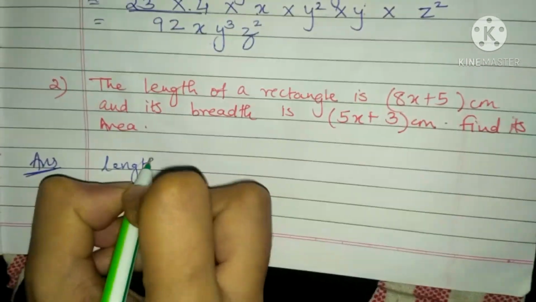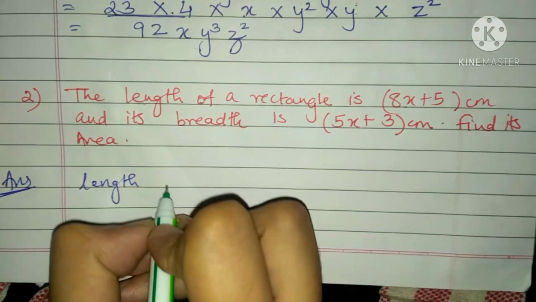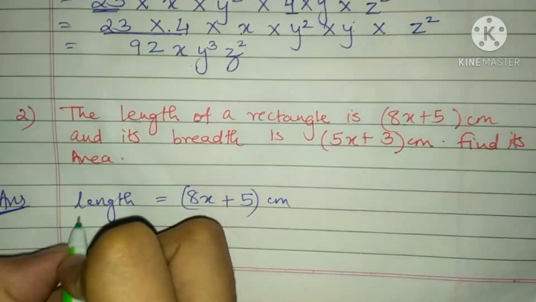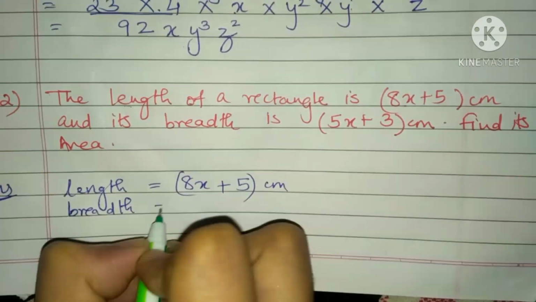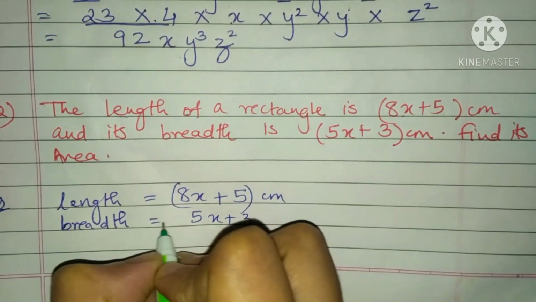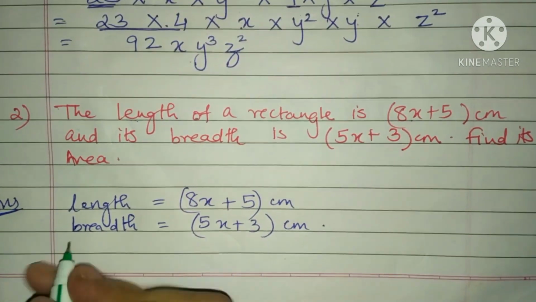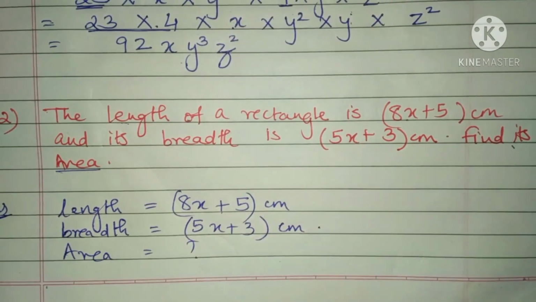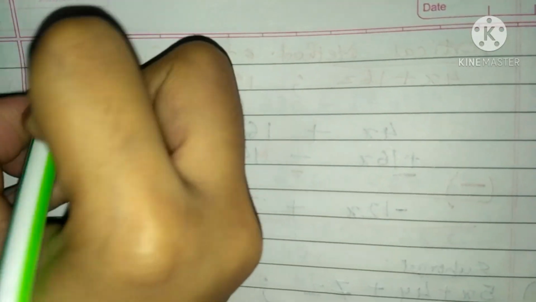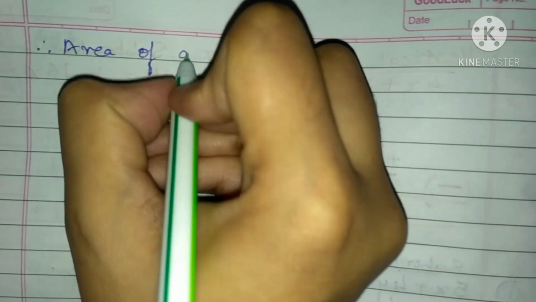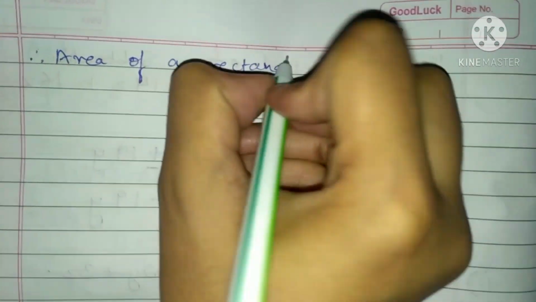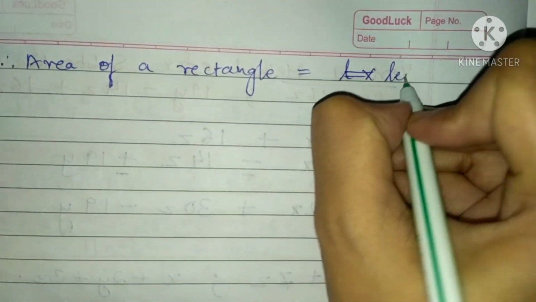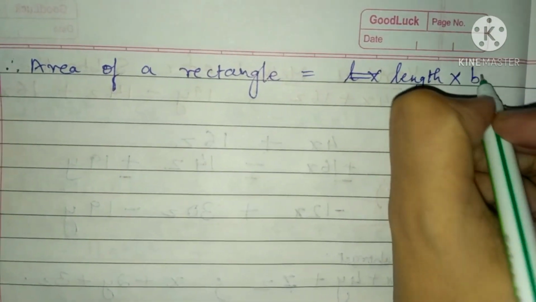Now see, the length of a rectangle is given as 8x plus 5 centimeter. This is what? Length of a rectangle. And the breadth is given as 5x plus 3 centimeter. Now we have to find its area. So let us see how to calculate the area of a rectangle. As we all know, what is the formula for area of a rectangle? Yes, length into breadth. You can write it as L into B or full length into breadth.